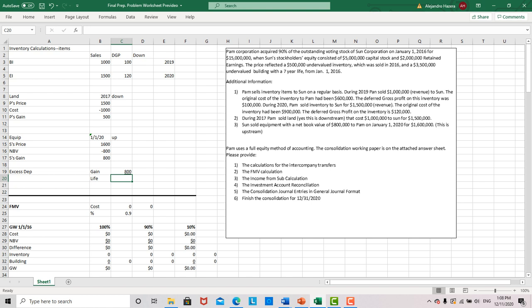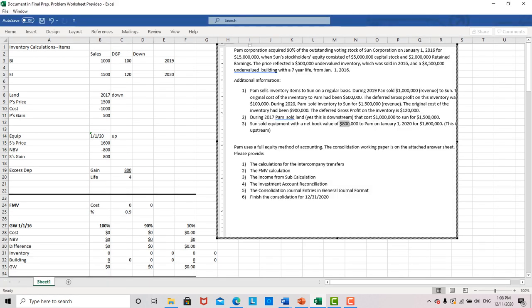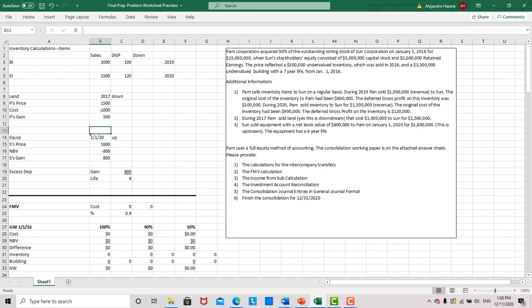Let's assume that this has a 4-year life, and I'm going to put this in here if it doesn't mess me up. The equipment has a 4-year life. Okay, so I'll just go with that. And so the amount of your excess depreciation is equal to $800,000 divided by 4, which gives you $200,000 of excess depreciation.